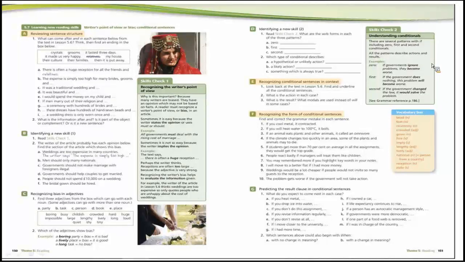Let's go to C, and again, it's recognizing bias in adjectives. So find three adjectives from the box which can go with each noun. So you have three adjectives in the box, and we would like to see where they can fit. So we have examples when we said boring party, when we said a lively place, and when we say a long task. What other combinations can you make yourself? You have the words in the box, and you have the words above the box. So boring party, lively place, long task. What else can you come up with? This is, by the way, C, and this is 150.